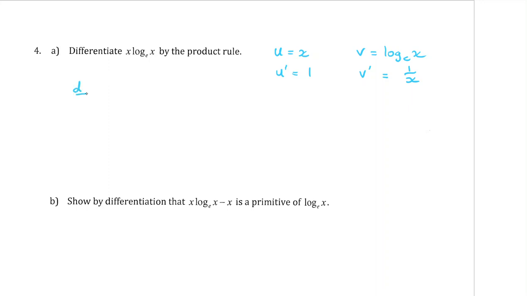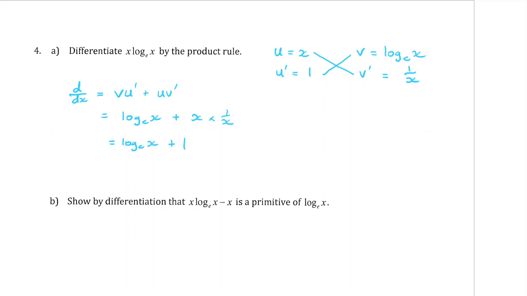It's not y equals, so I'm going to call it d over dx. It's my derivative. And we're using VOOV. So v times u dash will be log base e of x plus u times v dash will be x times 1 over x. Or in other words, just 1. So it's log e of x plus 1. All right, so I've differentiated.